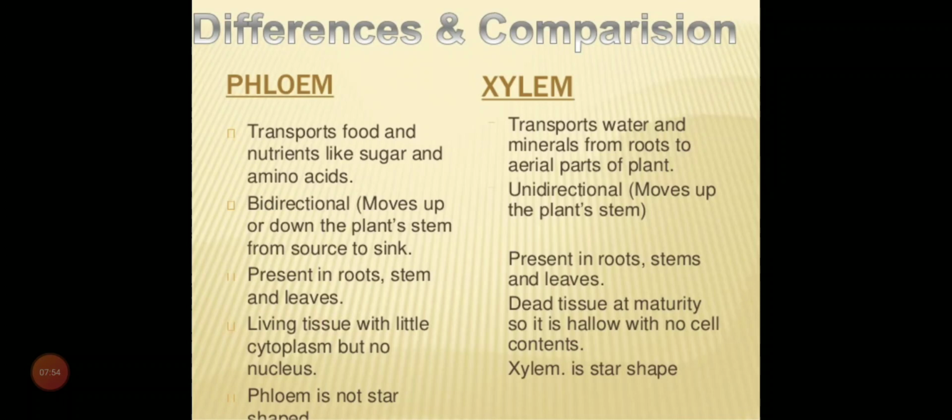And one more thing, it is not necessary that all the xylem will be star shaped, because we have 4 kinds of xylem, and it is also not necessary that all types of phloem should have a similar structure and shape, because we have 4 subtypes in phloem also. But in general we are saying that the xylem is star shaped and phloem is not star shaped.